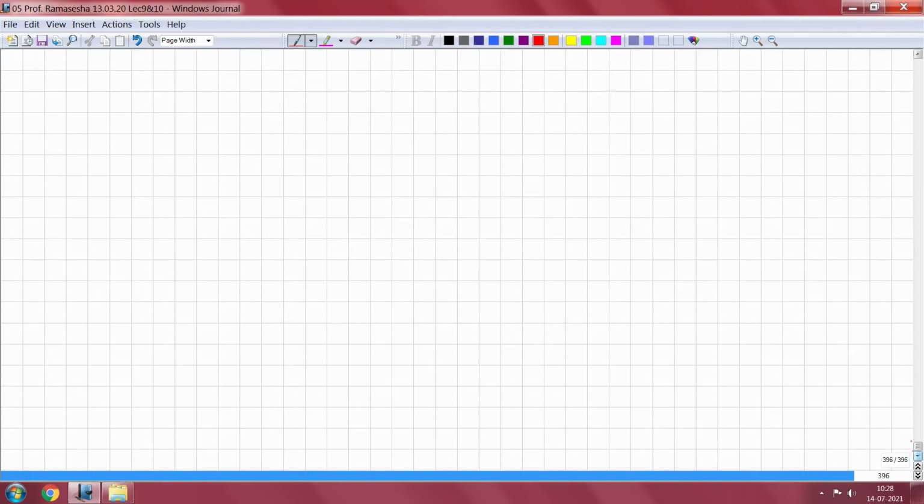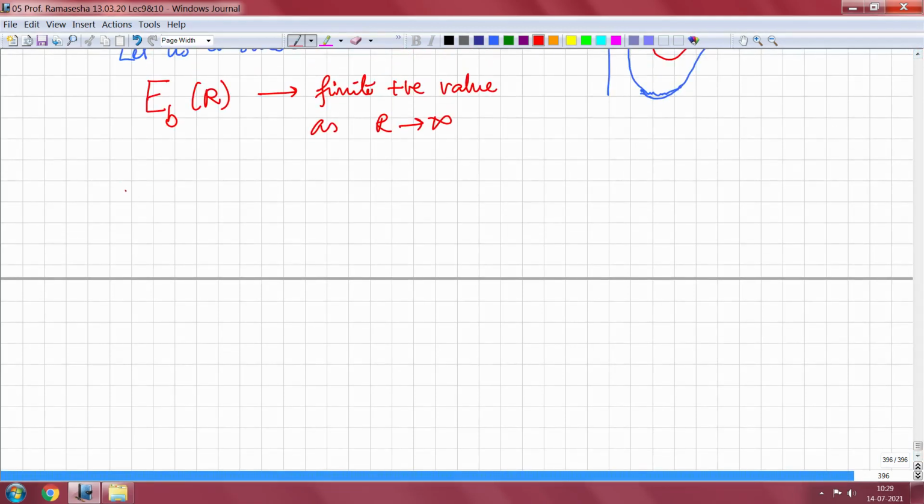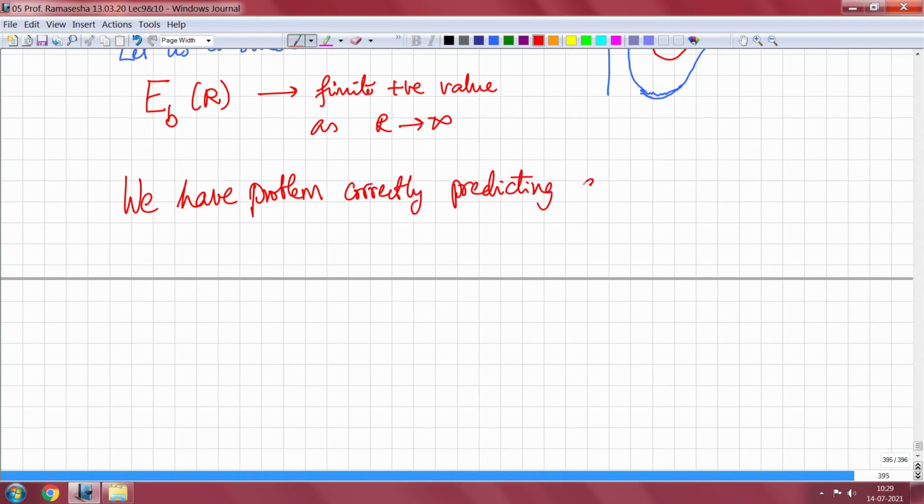And so, what it means is that if you ignore electron-electron repulsions, we cannot even dissociate. We have a problem correctly predicting dissociation of the hydrogen molecule. So, it already fails in the simplest case. Now, the important thing is not to just say that it fails and forget, but one has to find out what the reason is. What is the reason for the failure?